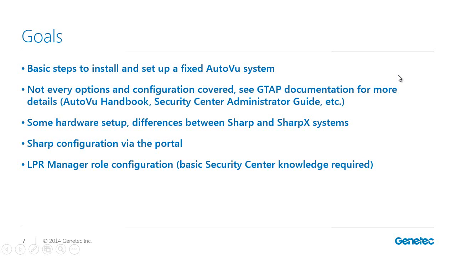Some hardware will be covered, including the differences between the two major types of Sharp systems and the most common wiring scenario. We're going to talk about the Sharp configuration and how to set it up for a basic fixed system, and we'll also look at the Security Center side for the LPR Manager role. Now we're going to assume everyone here has a good basic knowledge of Security Center, and we're just going to focus on the one role type basically.